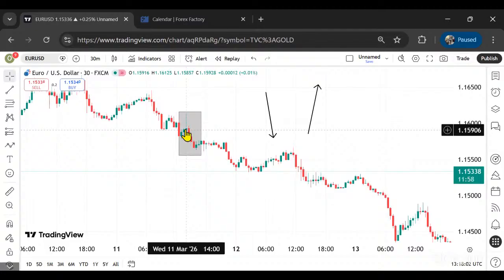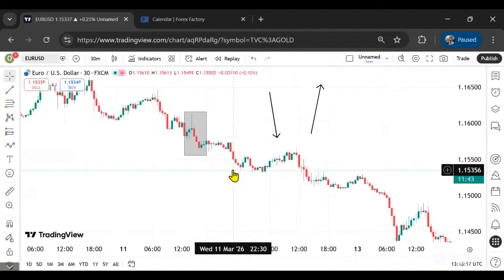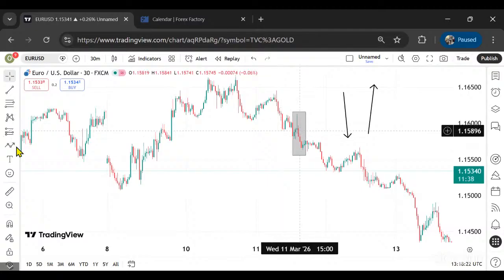So if you know how to read that news, if you know how to interpret the data, you would have taken advantage of that and just placed your sell here. And as you can see, the market continues selling even after the news happened. The market still continues selling. Now you would have placed your sell here and obviously put your.